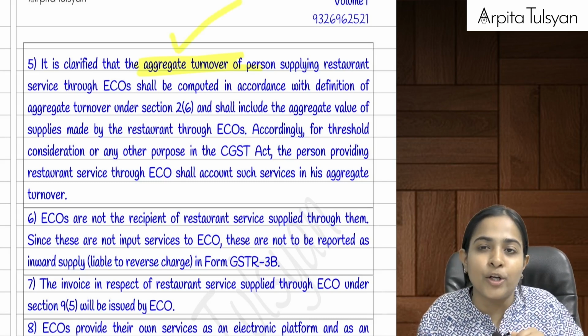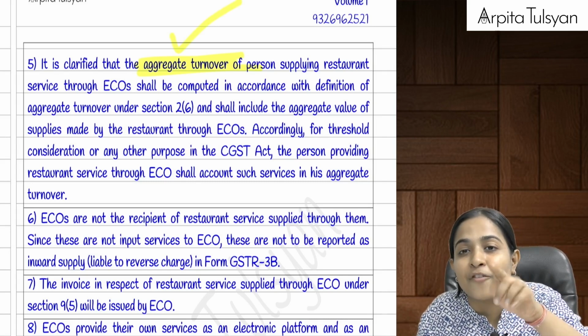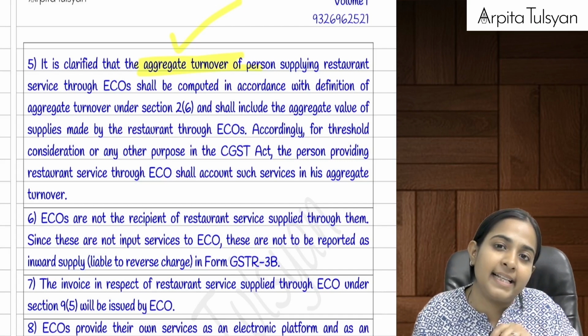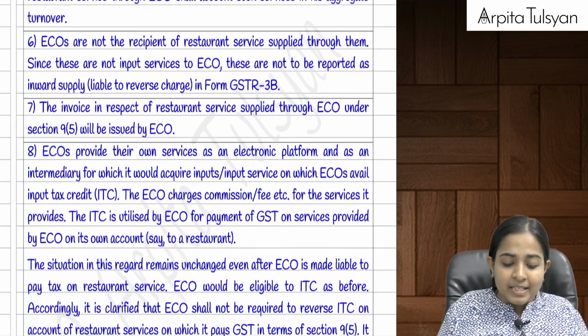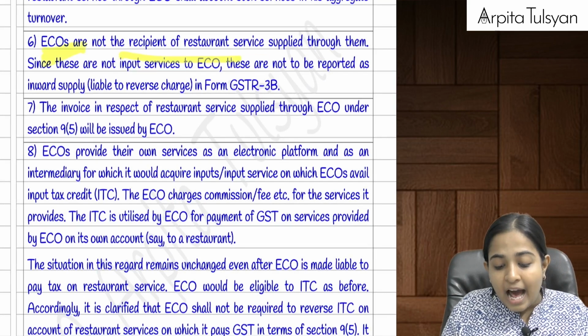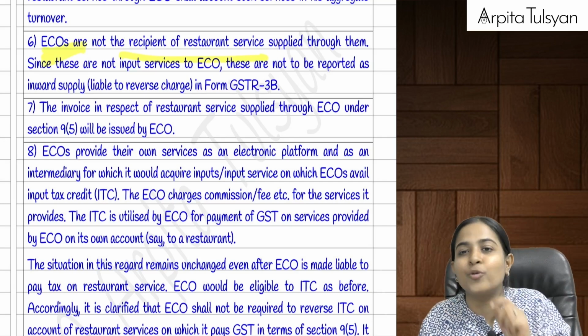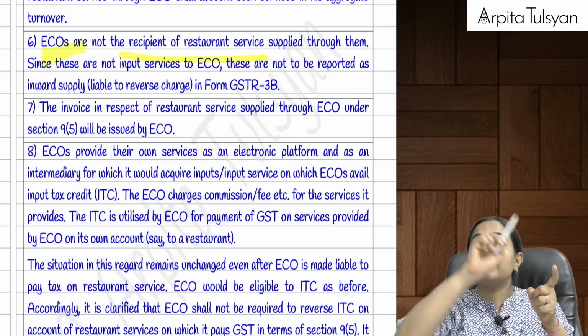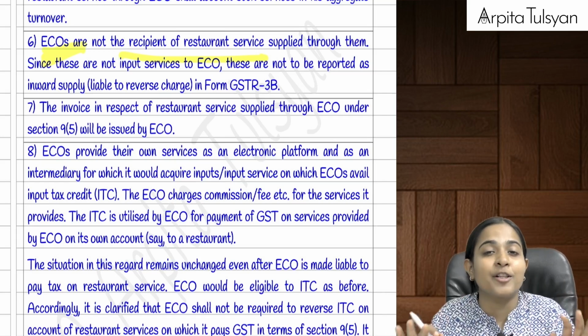Just now I told you, the ECO will show it in its sales only for the purpose of payment of taxes. But actually it is whose sales? Actually it is the sales of the restaurant. Are you clear with this? And the e-commerce operator is not the recipient of the restaurant service. It's not that Shivsagar is providing the service to the ECO. No, Shivsagar is providing the service to the customer. So this will not be considered as an inward supply for the e-commerce operator.